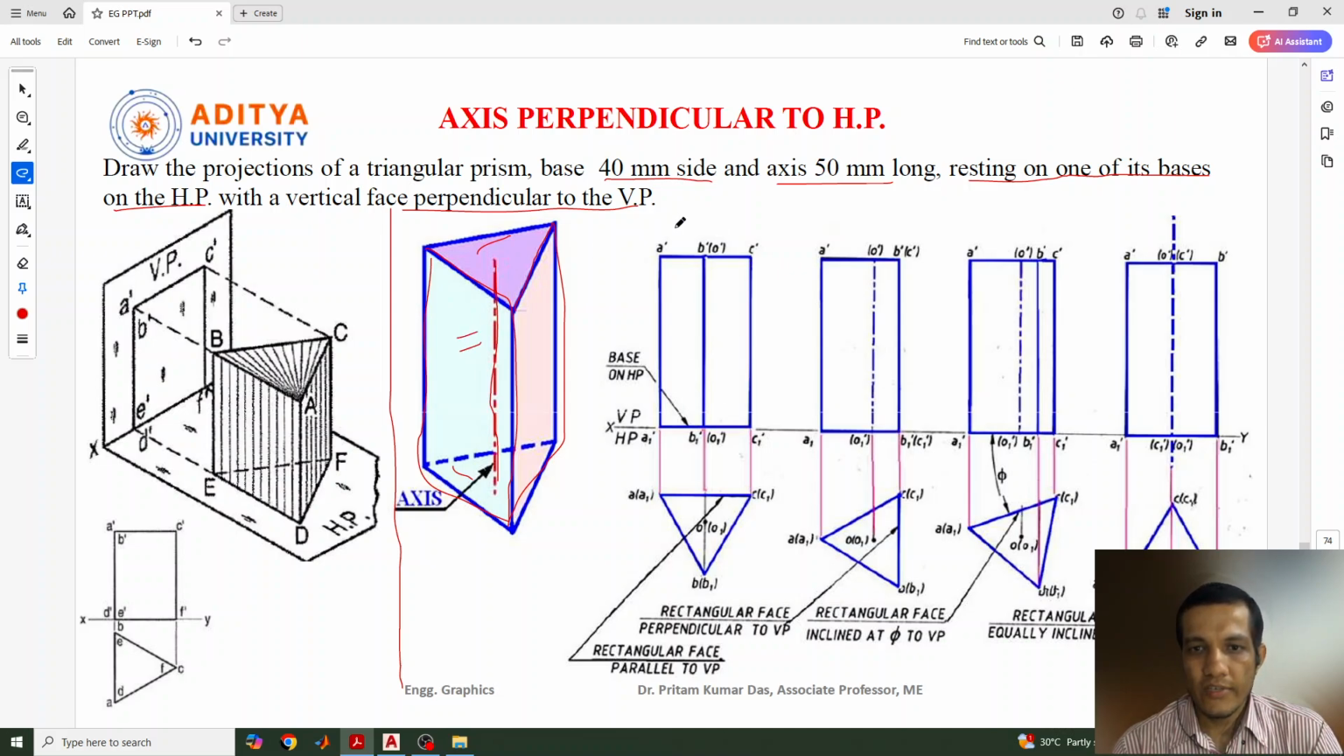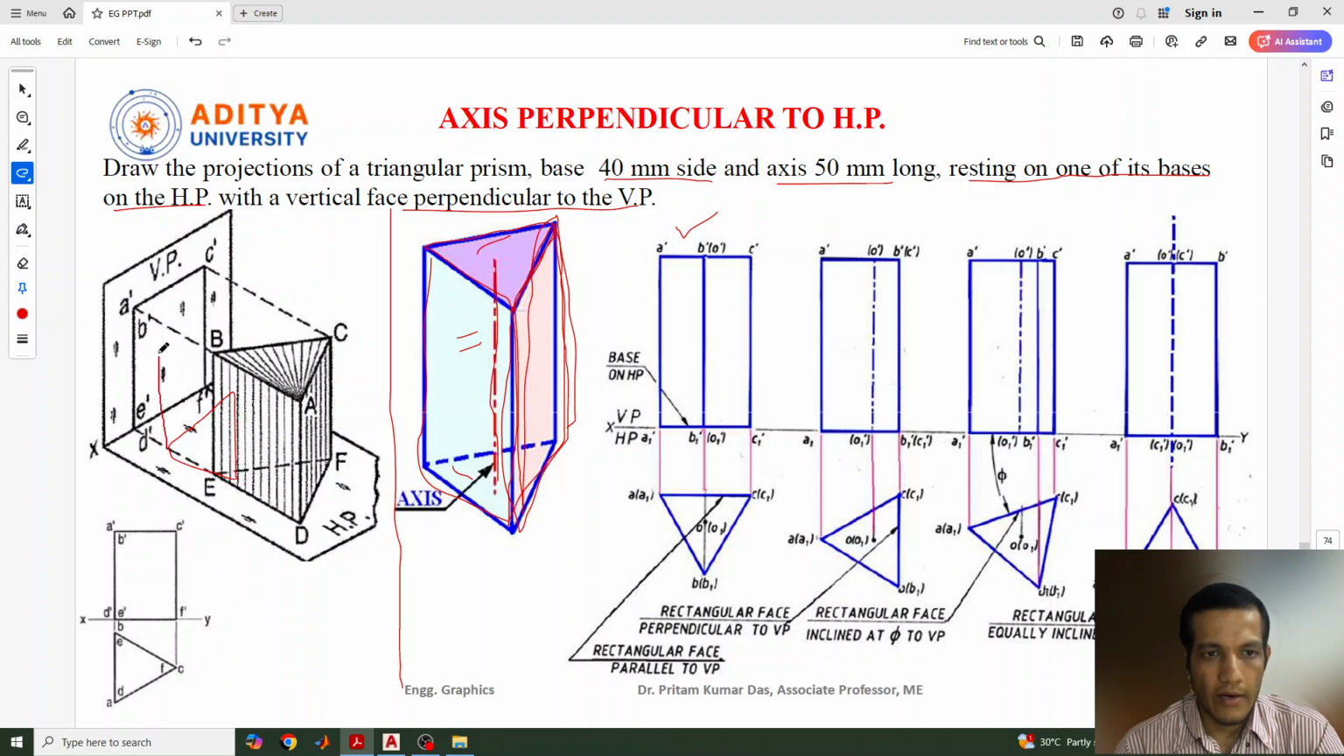Now the first condition here is when the rectangular face is parallel to the vertical plane. Now one of the rectangular faces, this is one rectangular face. Okay, now this is the vertical plane and this is the horizontal plane. Now suppose it is given that the rectangular face is parallel to the vertical plane. Now if this is the condition, then we need to keep this base here. Okay, now it needs to start from here like this.